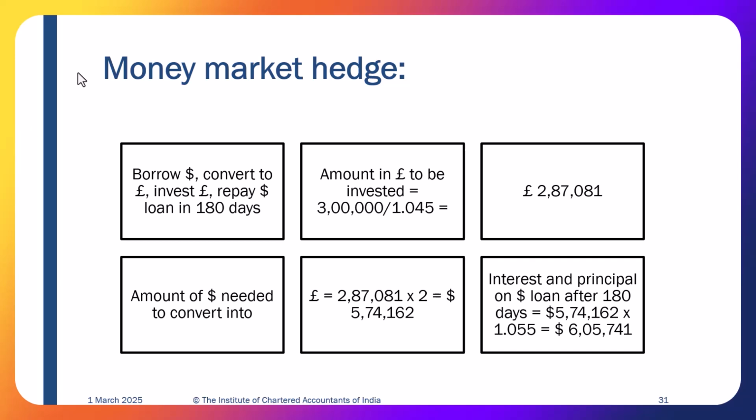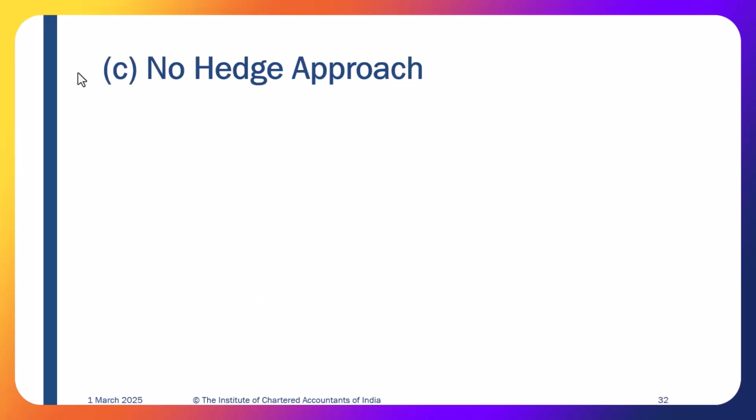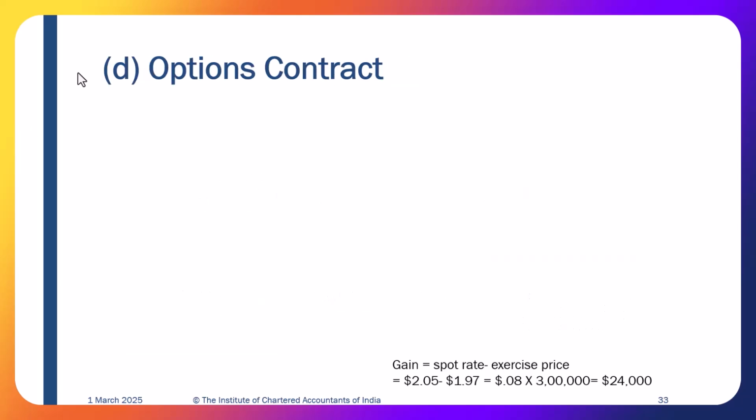So now you have 3 rates: no hedge, forward, and money market. You find the forward rate is the best so far, 5,88,000. These both rates are above 6 lakhs. Now we come to the last one, the trickiest part, which is the options. Money market, if you understand, you can do it so easily because it's just a calculation.